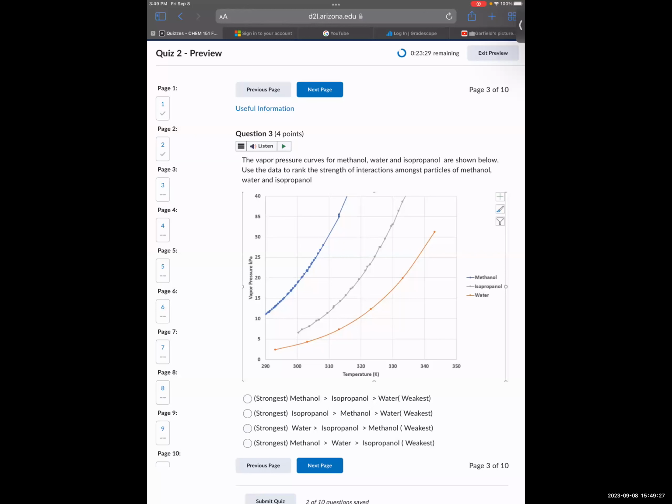In only option C do we have the strongest attractive interactions for the water particles, or for the substance water. For that reason it must be the answer. And then isopropanol and methanol have the weakest attractive interactions. How do we know that? Because at any given temperature, look at any temperature, 300 or 310 or whatever you pick, the methanol vapor pressure is much higher than that of water. So for that reason, methanol has the weakest attractive interactions. So the correct answer is option C.